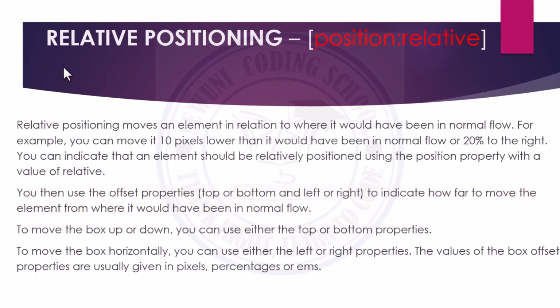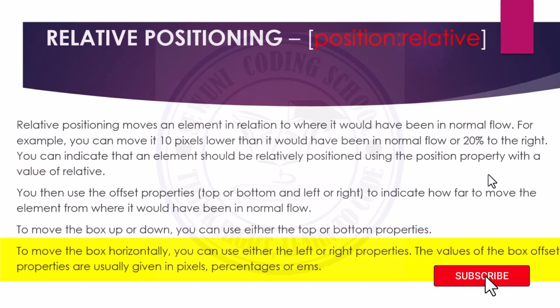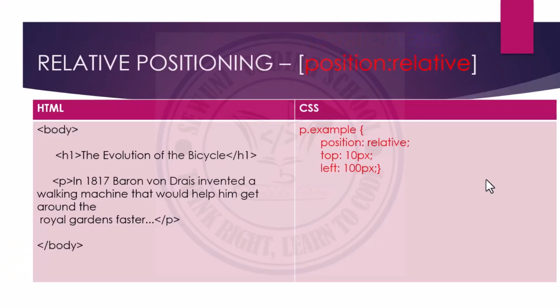Now to move the box up or down, you can use either the top or the bottom property. To move it horizontally, you can use the left or the right properties. The values of the box offset property are usually given in pixels, percentages, or in ems. We've explained pixels, percentages, and ems and what they mean in our previous videos. Now this is an example that is going to explain relative positioning. So let's go to our text editor to actually run this code to see how it's going to look.